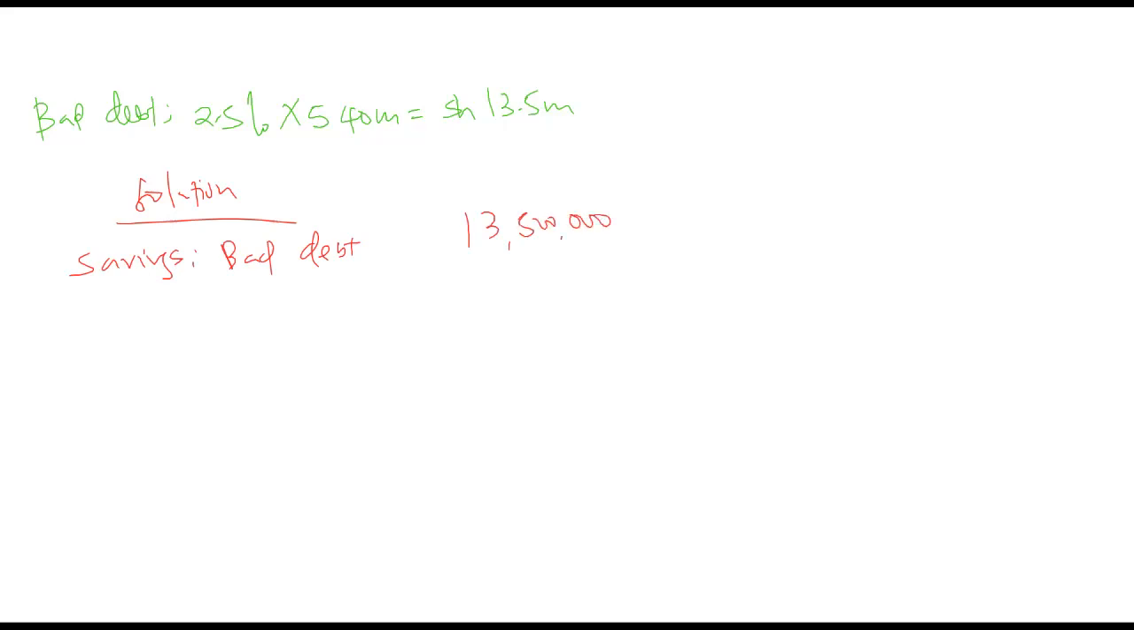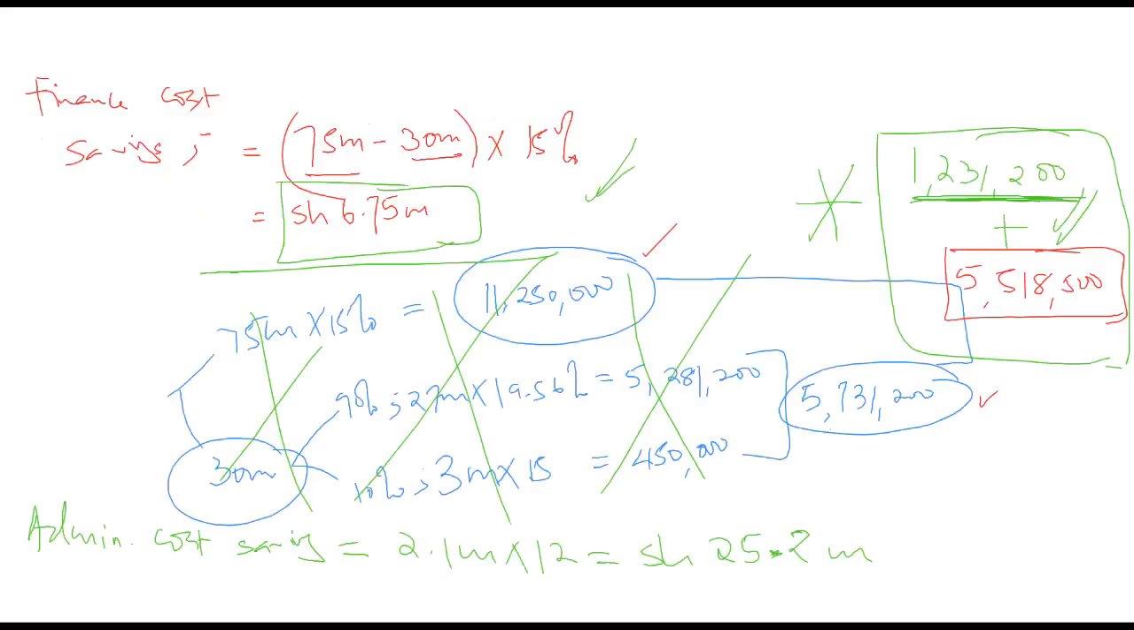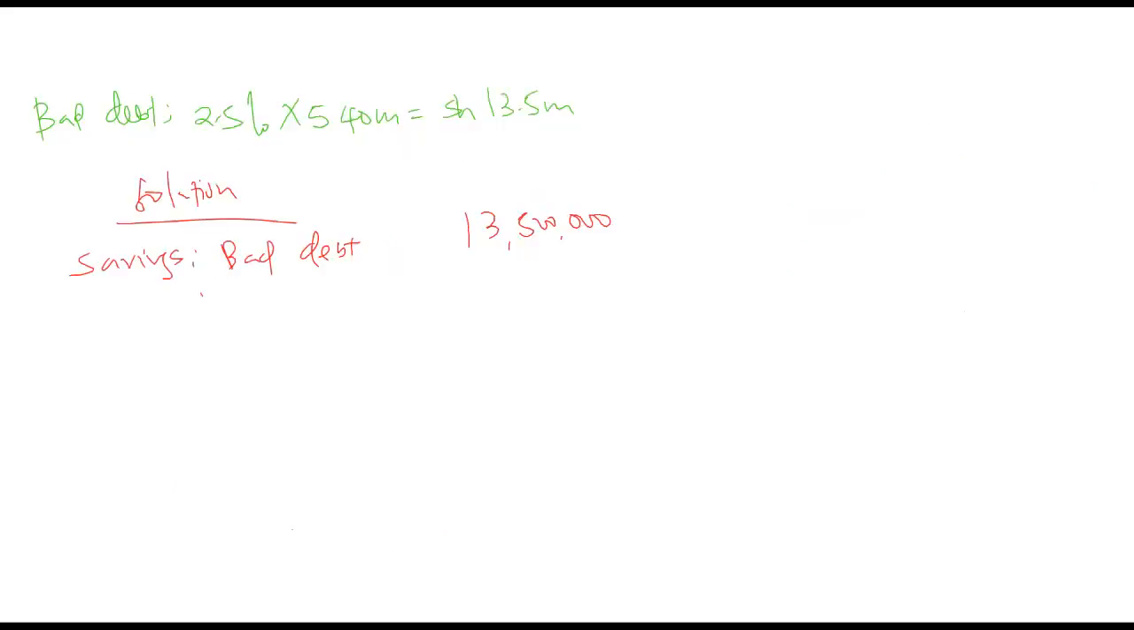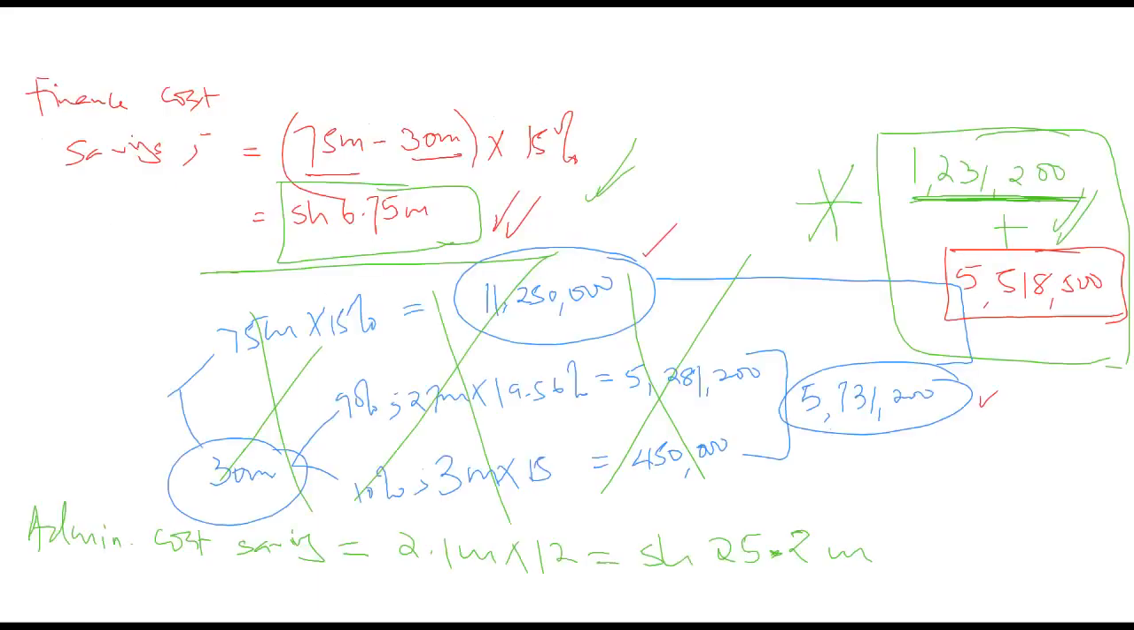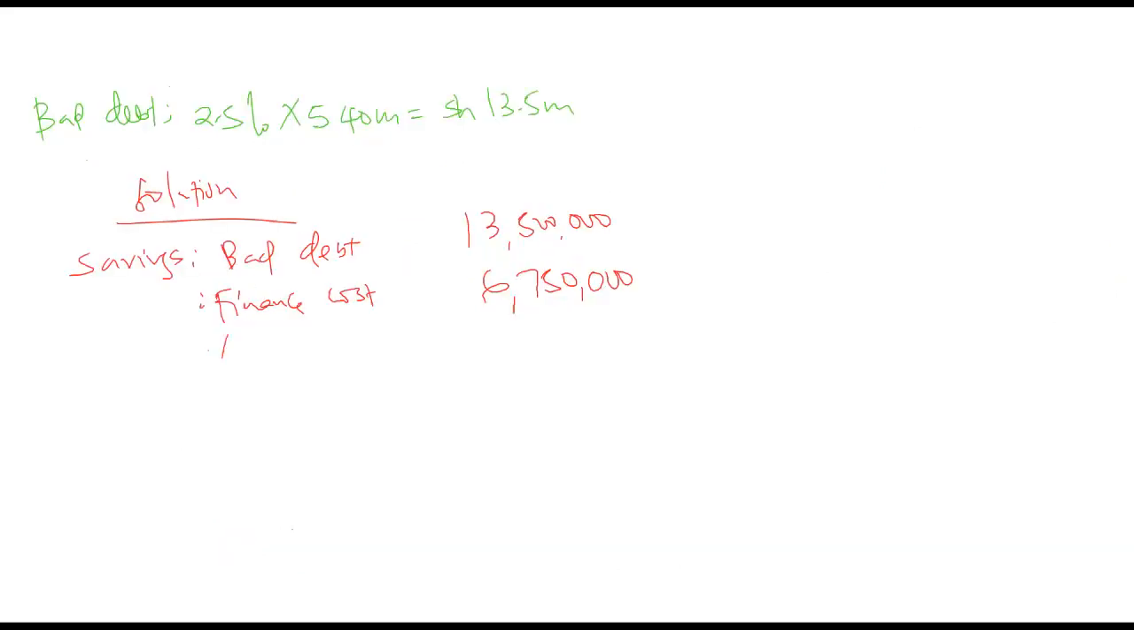Bad debt saving, they got 13,500. Then what else do I have? Finance cost saving, I have it here, which is 6,750. What else do we have? Admin cost, I have it here, which we got as 25,200.